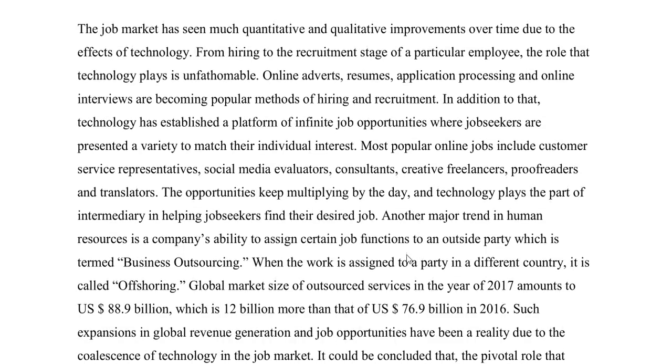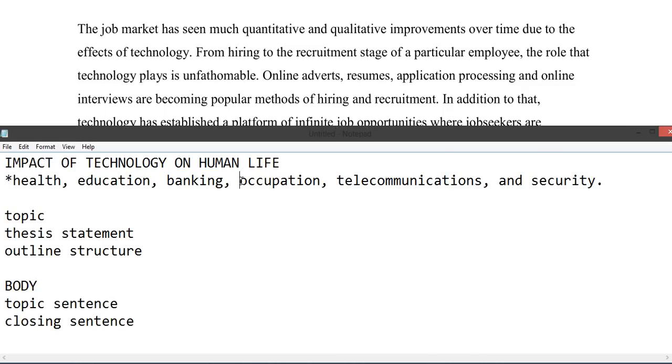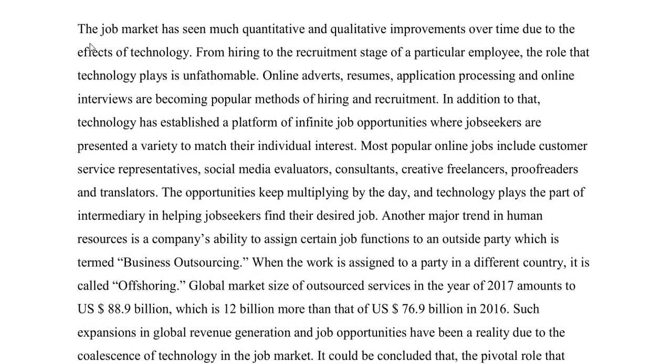Okay, coming to the next paragraph. In the thesis statement, the writer promised to talk about occupation. Let's see whether he has fulfilled his vow. The job market has seen much quantitative and qualitative improvements over time due to the effects of technology. So that means technology has improved the job market both quantitatively and qualitatively.